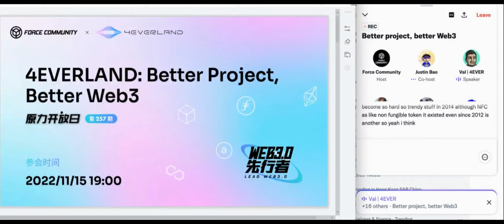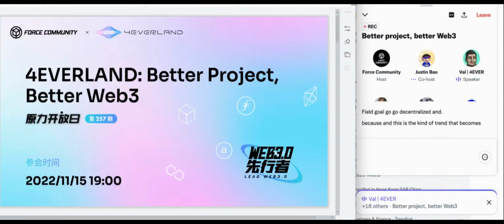So I think we would see a coexistence of traditional platforms and non-traditional platforms, and see the rise of use cases for decentralization. Because it seems that more and more projects prefer to go decentralized, and this is a trend that becomes more and more important in the industry.